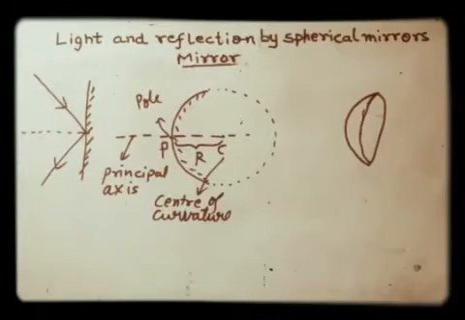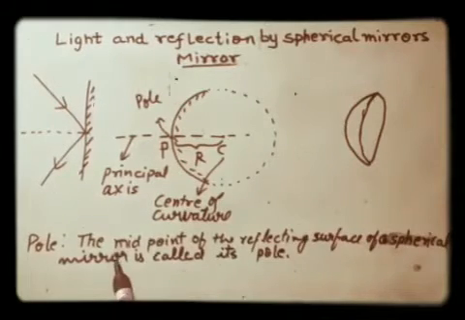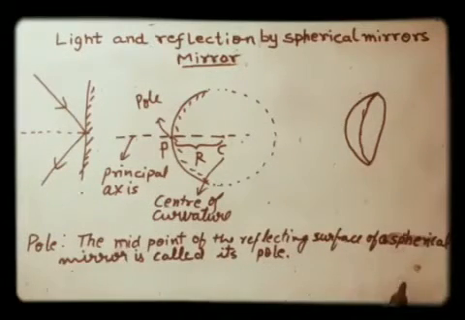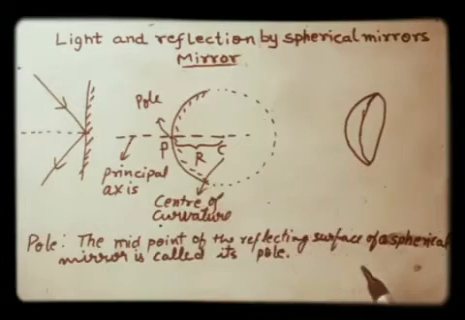Now I'm stating the definitions for these terms one by one, and I will write them also. The first definition is this. The midpoint of the reflecting surface of a spherical mirror is called its pole. I have used the word spherical. If it is convex, then replace it with convex, and if it is concave, replace it with concave. So next time I'm not going to tell you the definition of the pole of a concave mirror.